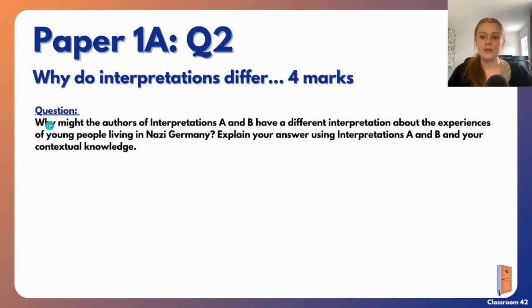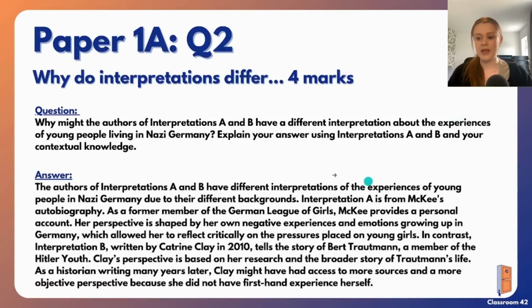So our question is, why might the authors of interpretation A and B, the interpretations that we looked at in question 1, have a different interpretation about the experiences of young people living in Nazi Germany? Explain your answer using interpretations A and B and your contextual knowledge. So here is our example answer.